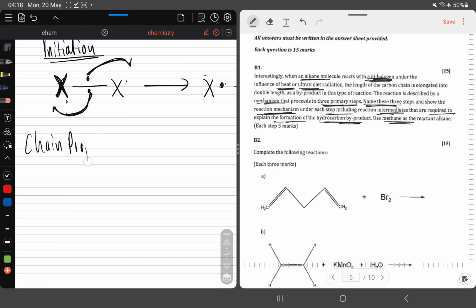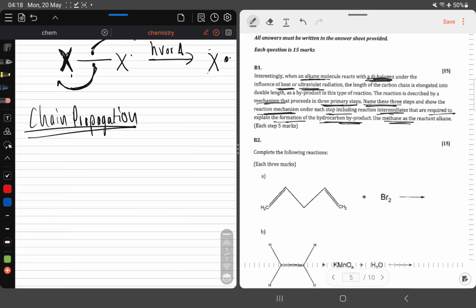So chain propagation. Now we are dealing with methane. Remember, I forgot the HV, ultraviolet or heat. That's what is needed here at this first stage. And then in chain propagation, our radicals are going to attack the methane. Because they said we are using methane, your X radical goes to attack methane, so X radical plus methane, which is going to be like this.